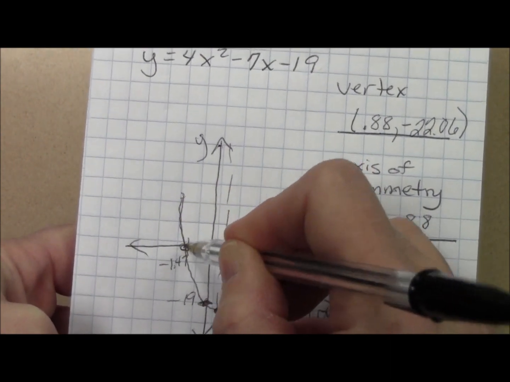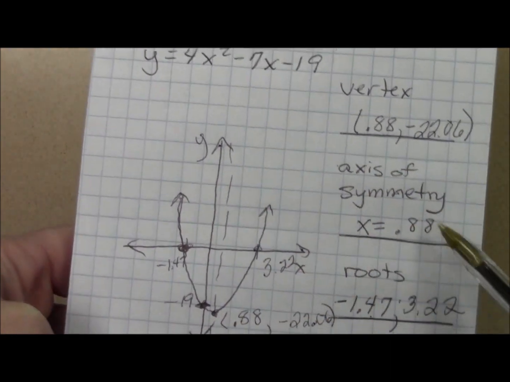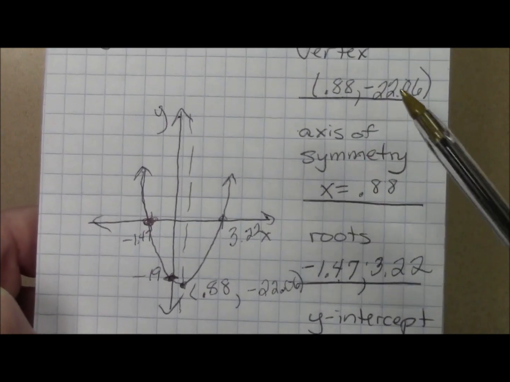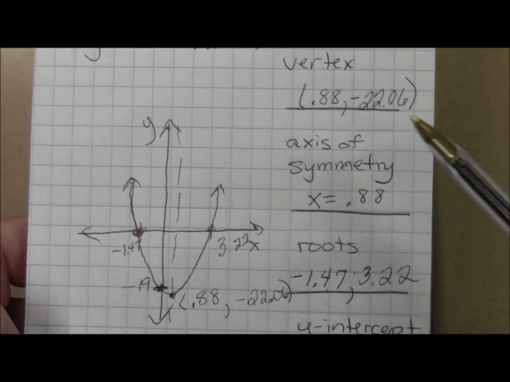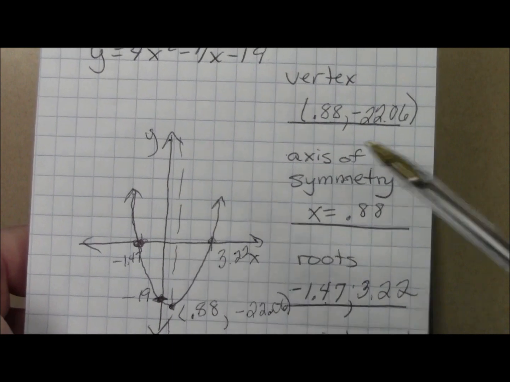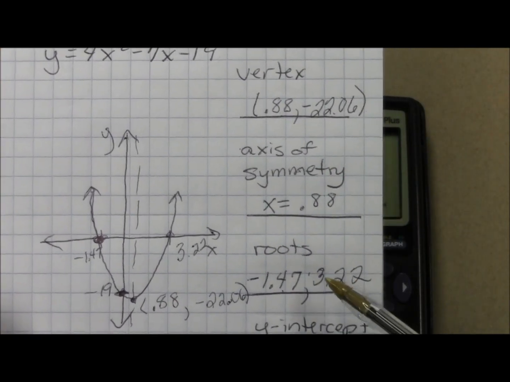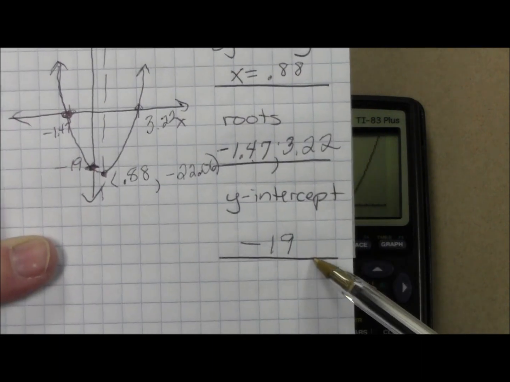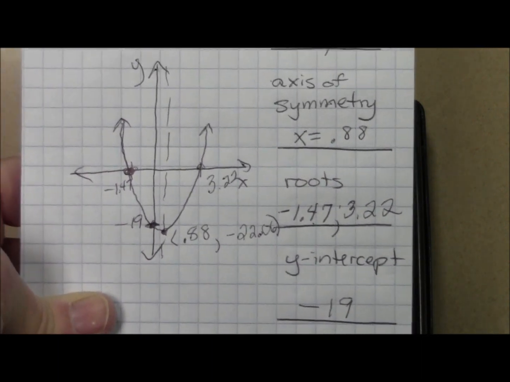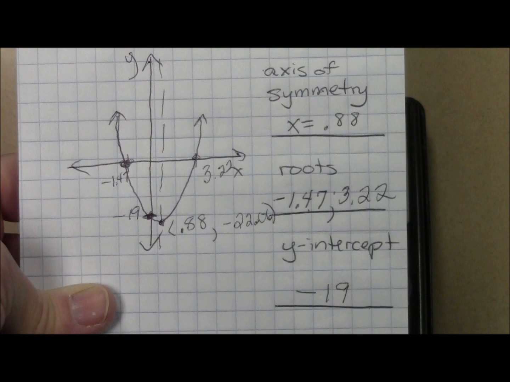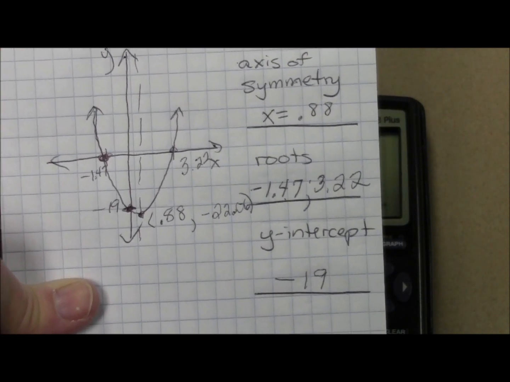Now, it is not drawn to scale. However, the important parts, the parts that you're going to be needing to label and find, are listed on this graph. Your vertex, your axis of symmetry, your roots, and your y-intercept. And that's how you graph a parabola on the TI-83 Plus graphing calculator.